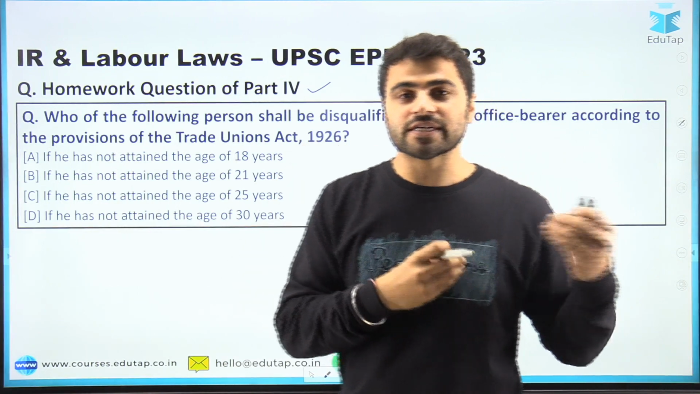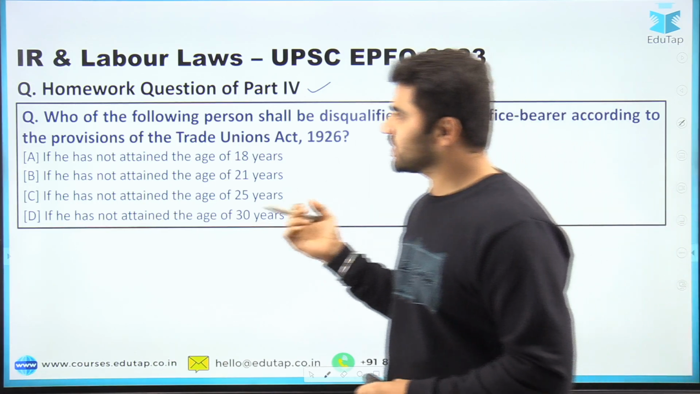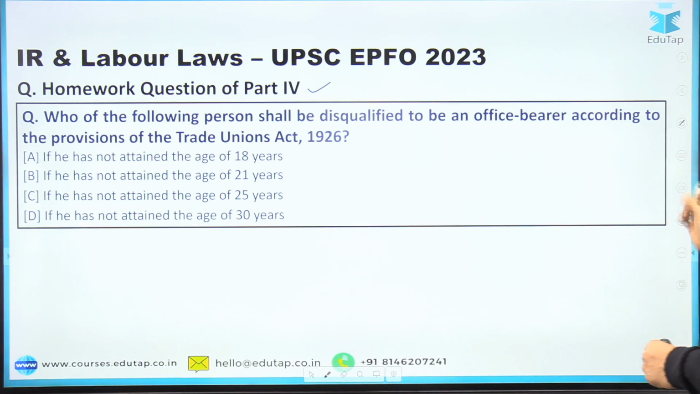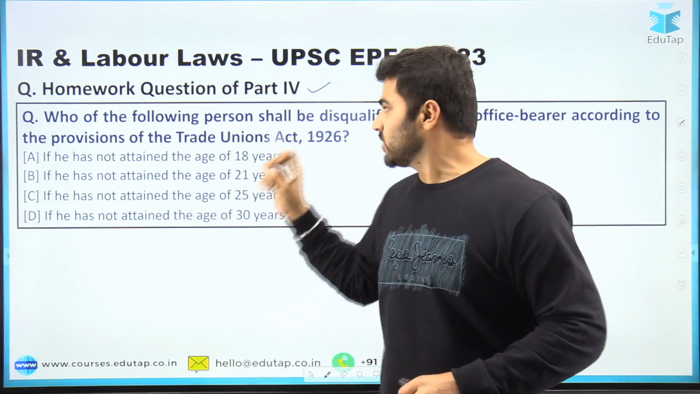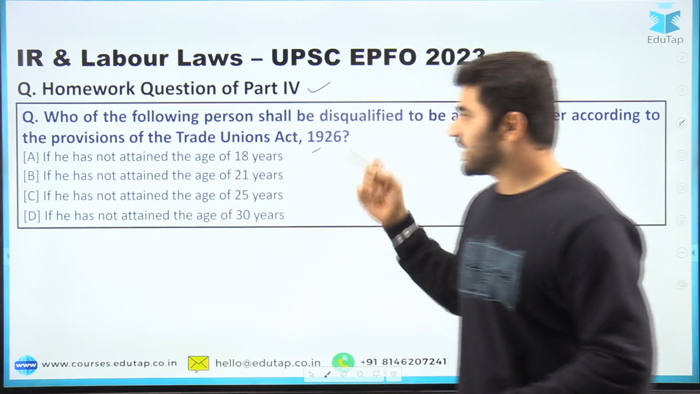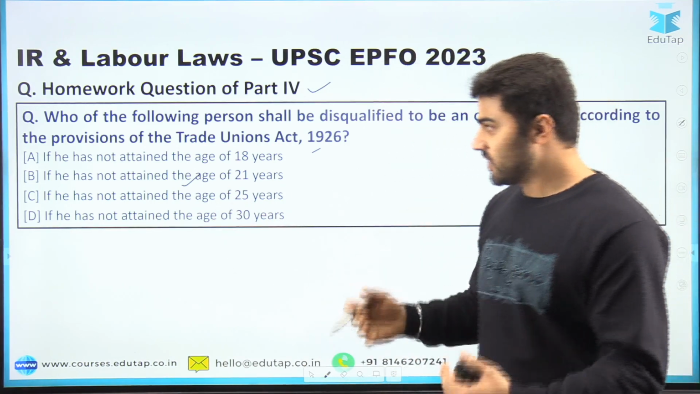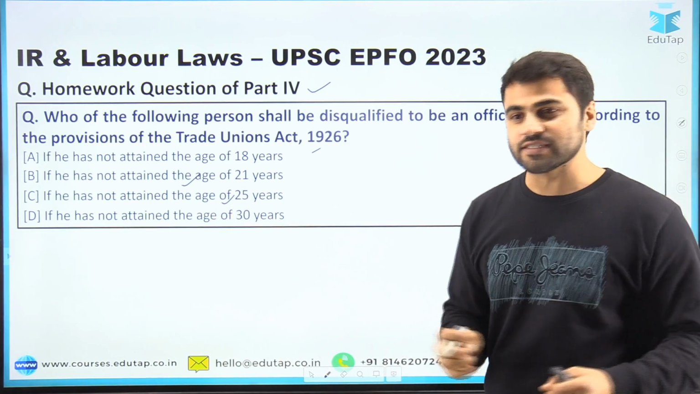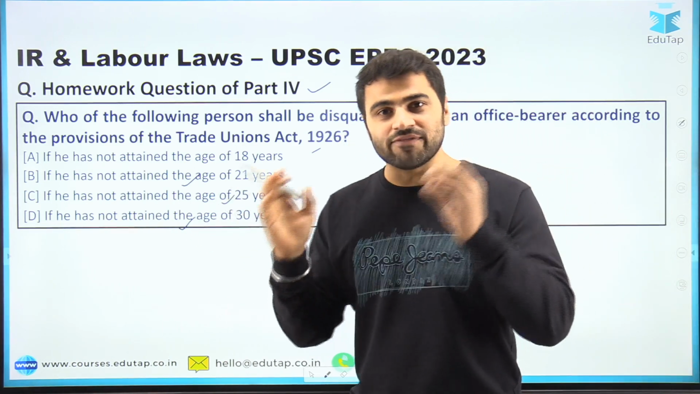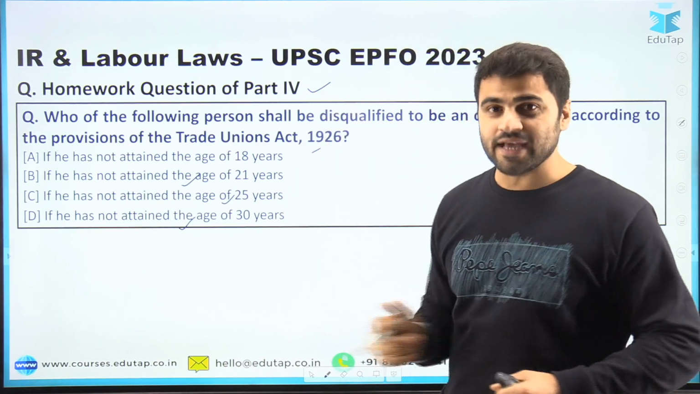Now friends, if I talk about the homework question of part 4, I had given you a homework question when we were discussing part 4. So what is the right answer? Let's discuss. The question is: who of the following persons shall be disqualified to be an office bearer according to the provisions of the Trade Unions Act 1926? Your options are: if he has not attained the age of 18 years, 21 years, 25 years, or 30 years. These kinds of questions are very important and are a favorite area of the UPSC for being asked in the examination.